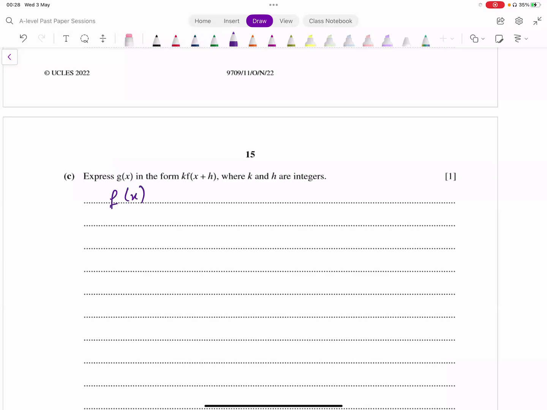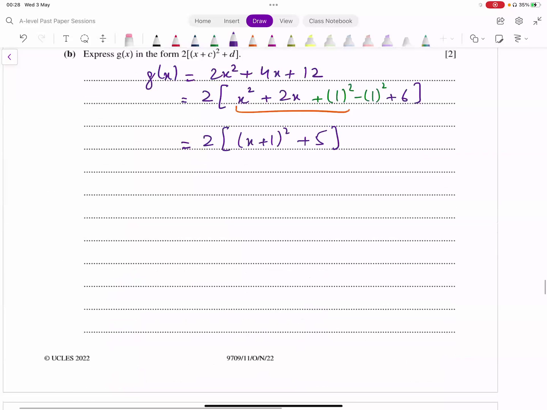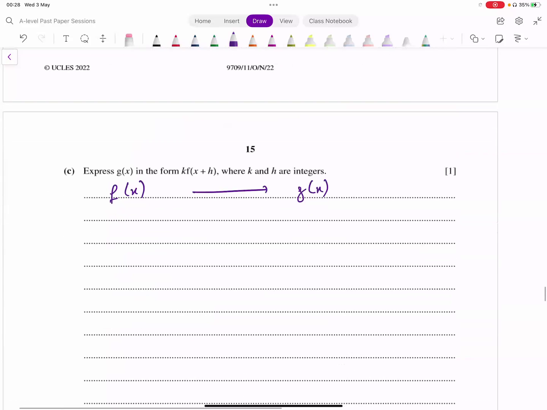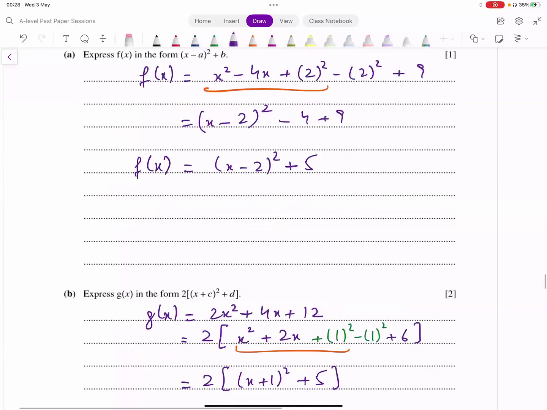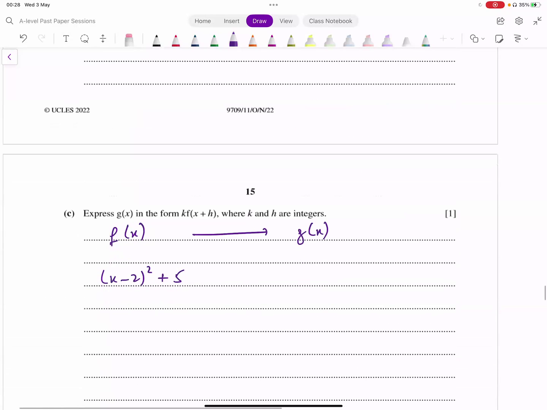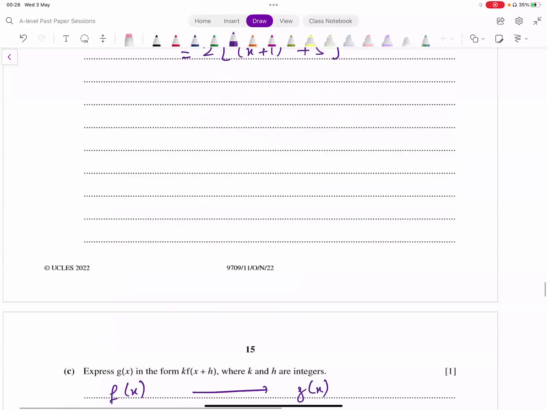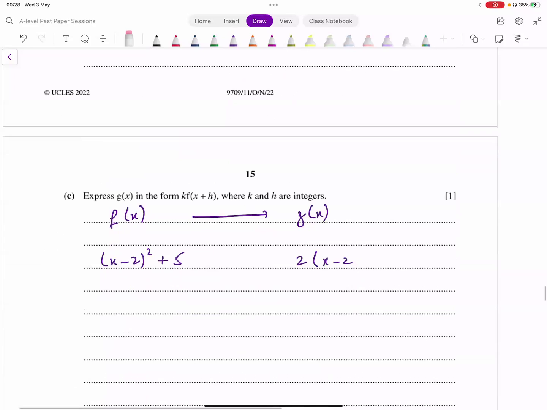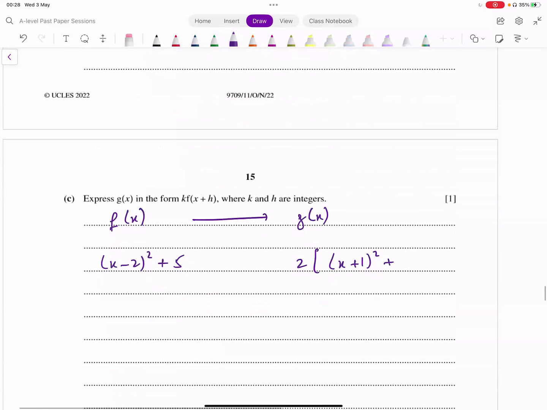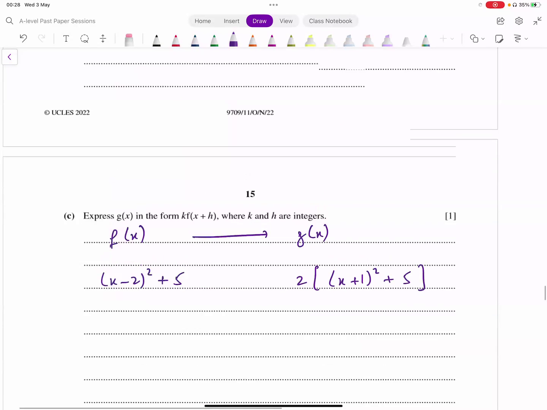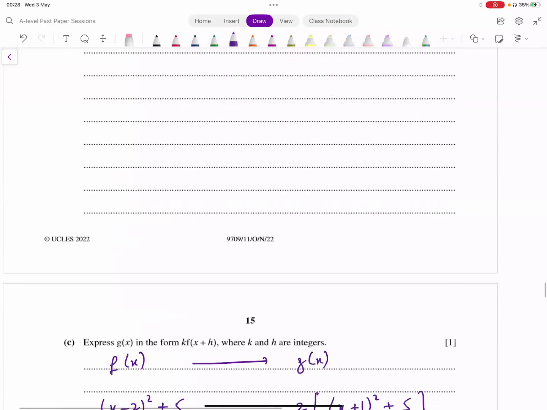तो f of x में हम क्या चेंज करेंगे तो वो g of x बन जाएगा. That's what we need to think about. Now what is f of x? f of x is x minus 2 whole squared plus 5, right? And what about g of x? g of x is 2 into x plus 1 whole squared plus 5. Okay, this is what the functions are.